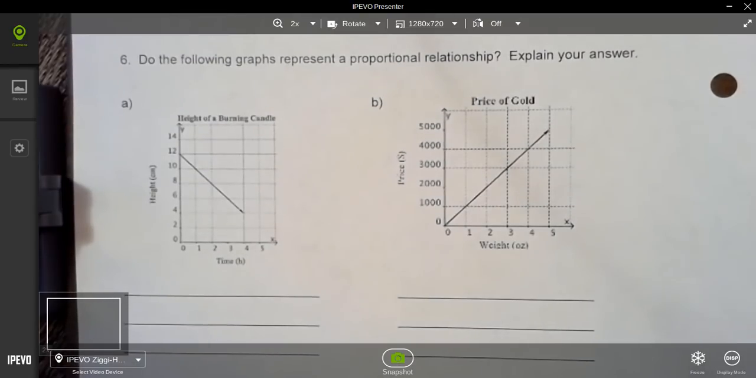Underneath in part A and B, you're going to have to look at these graphs and tell me if it's a proportional relationship and explain your answer.